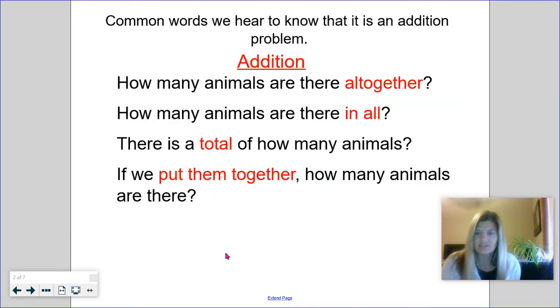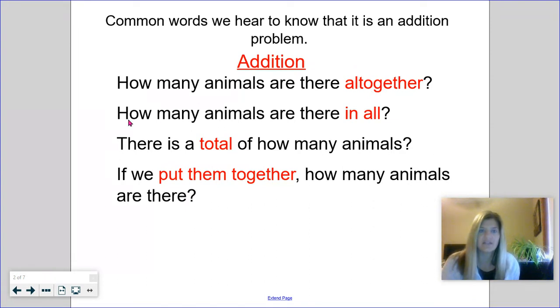So the first thing we need to do before we start our addition problem is to talk about the question at the end of the addition problem. The question always tells us, is it adding or is it subtracting? So I'm going to look right now at some of these questions. It says, how many animals are there all together? The word all together is a very important word because that tells us then that we're going to add.